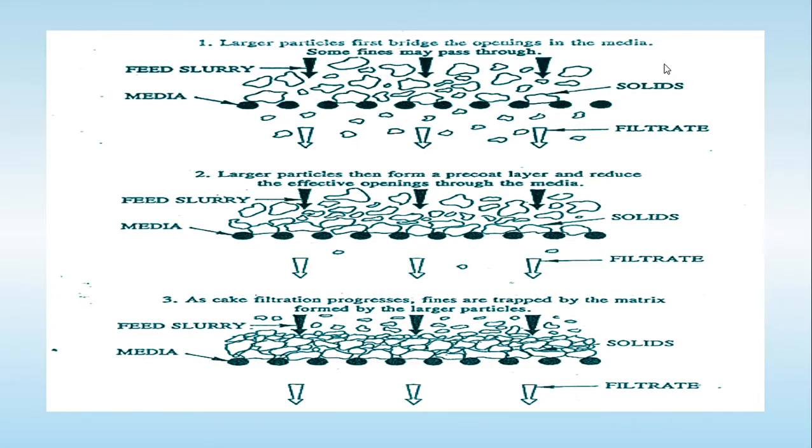Now let's go into the details and try to understand the theory. Before we go into the details, let's try to understand what exactly happens in filtration. Let's say initially we start the filtration. As for example, this is the filter medium, and we are adding the slurry on the top of it.